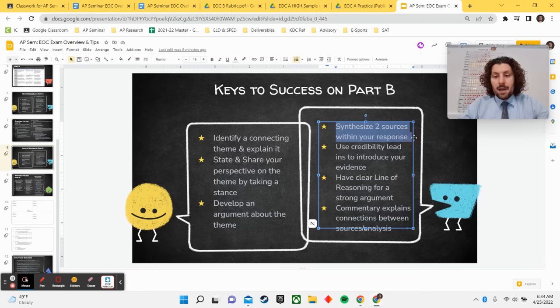Then, again, you are writing your response and you are synthesizing those 2 sources. When you reference them in your response, you want to say source A, source B, source C. If you can use credibility lead-ins, definitely do that. You know that that's a good writing move.